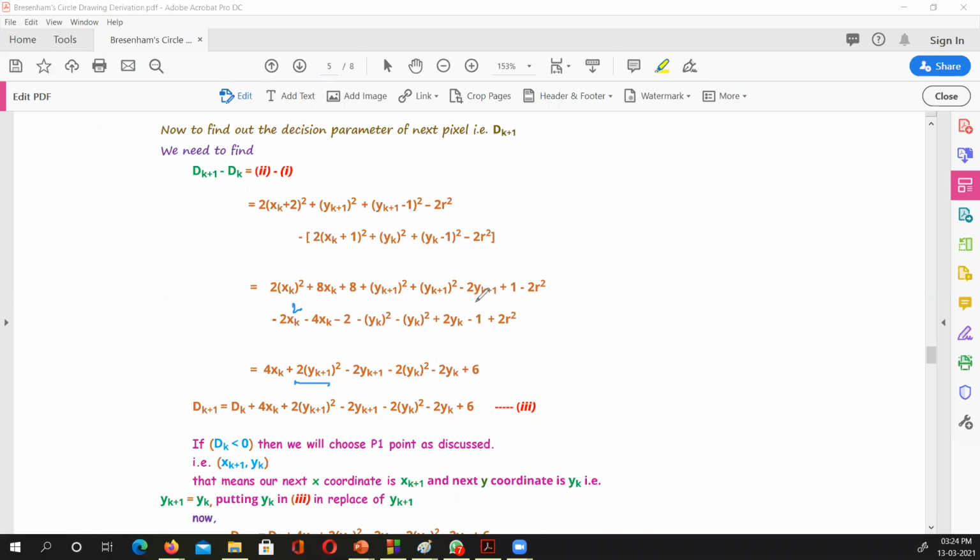फिर यहाँ पे है twice y of k plus 1 यहाँ पर है. ओके, माइनस 1 ये और ये कट जाएंगे इनके साथ. ओके, this is plus twice yk.